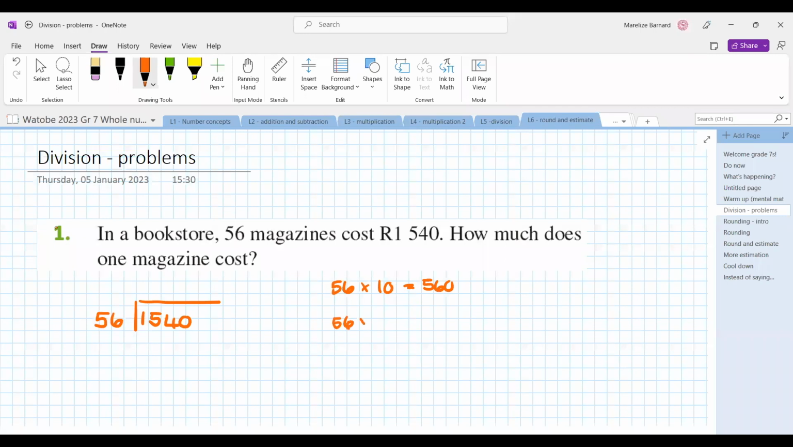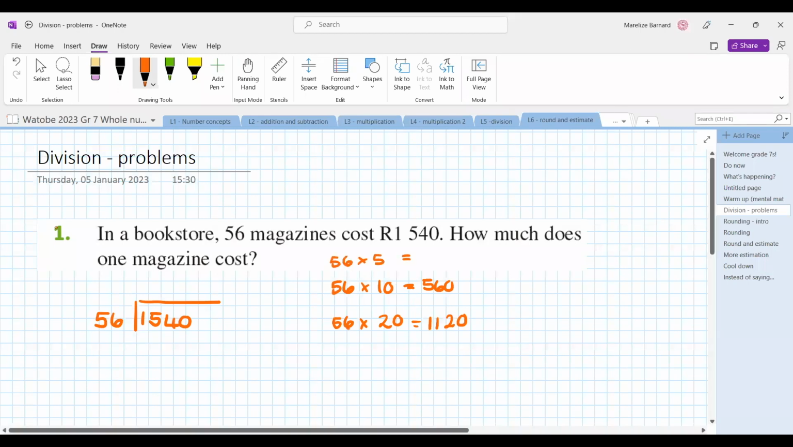Let's go bigger and let's double that. So let's say 56 times 20 and we double that. And that's going to give me 1,120 because I double 500, that's 1,000. I double 60, that's 120. Okay, so that looks like it might work. Can we go further? What is 56 times 5? 56 times 5 is going to be half of 560, which is 280. Okay, so there's some clues for us already.